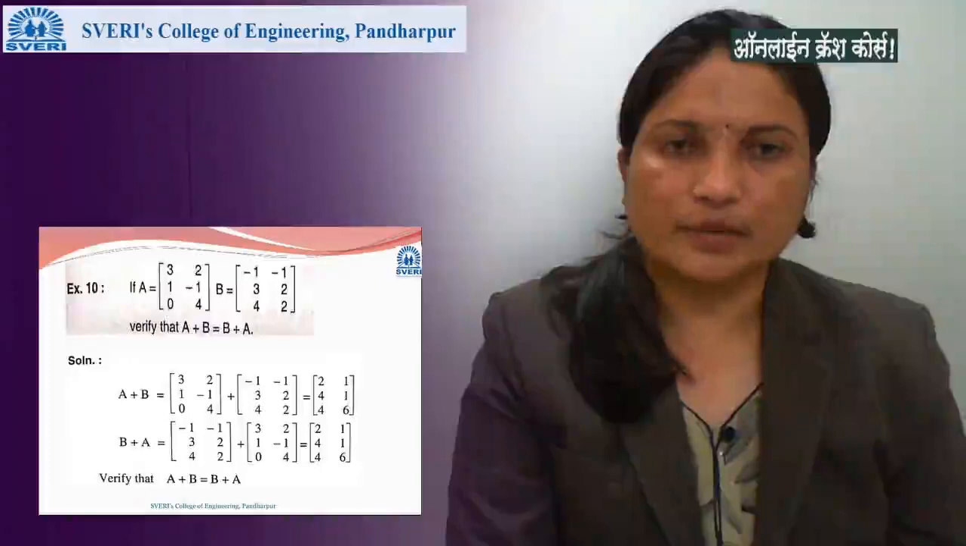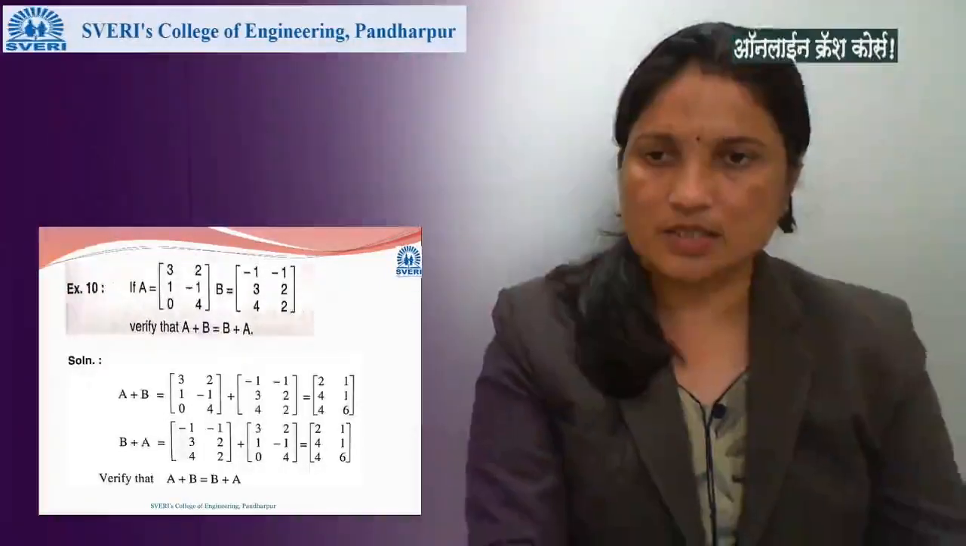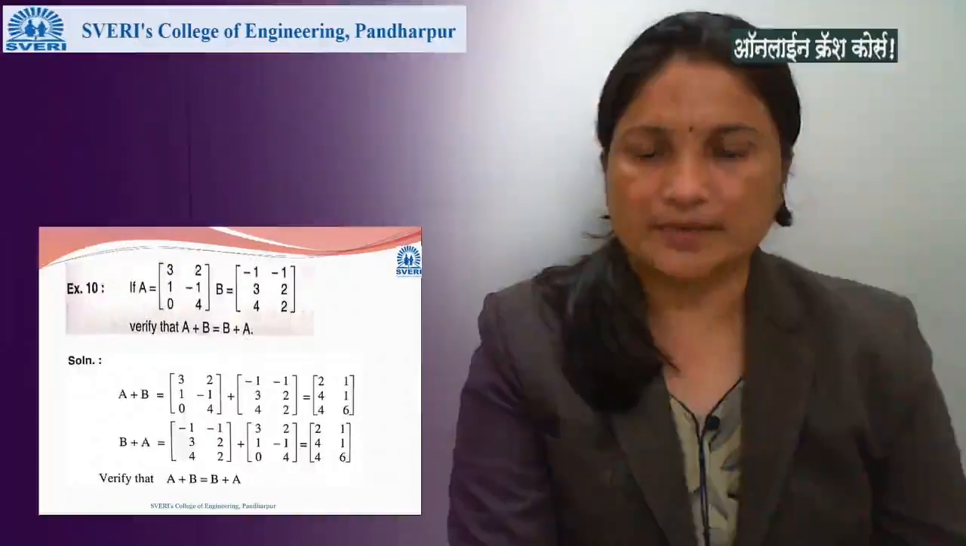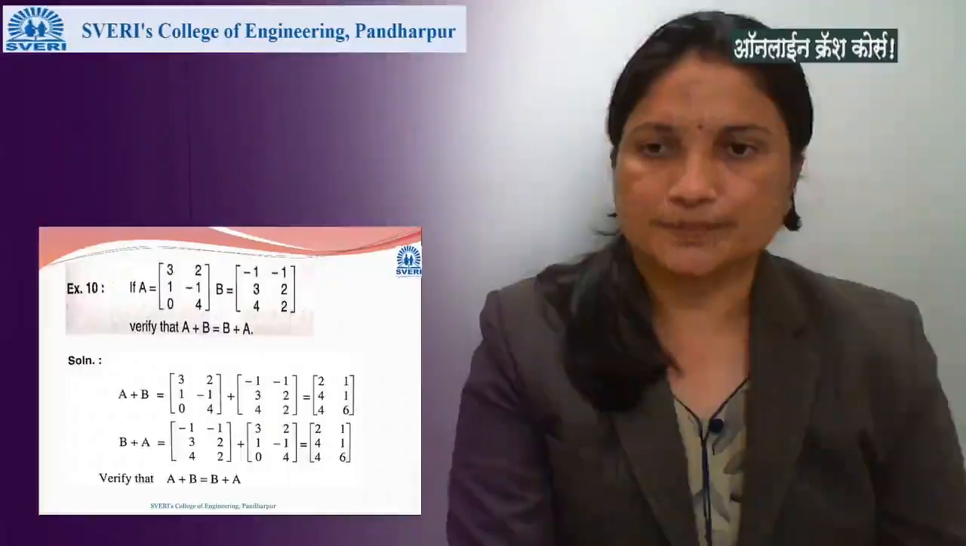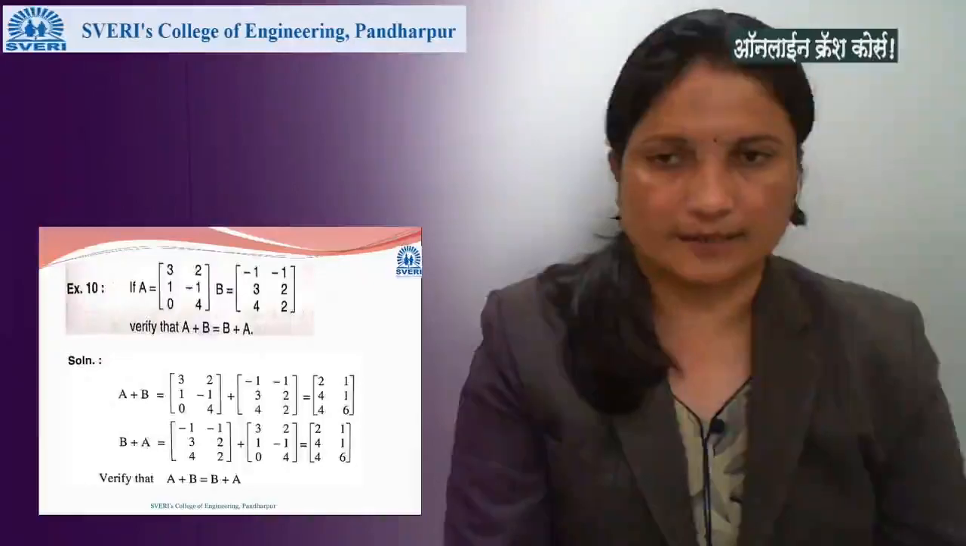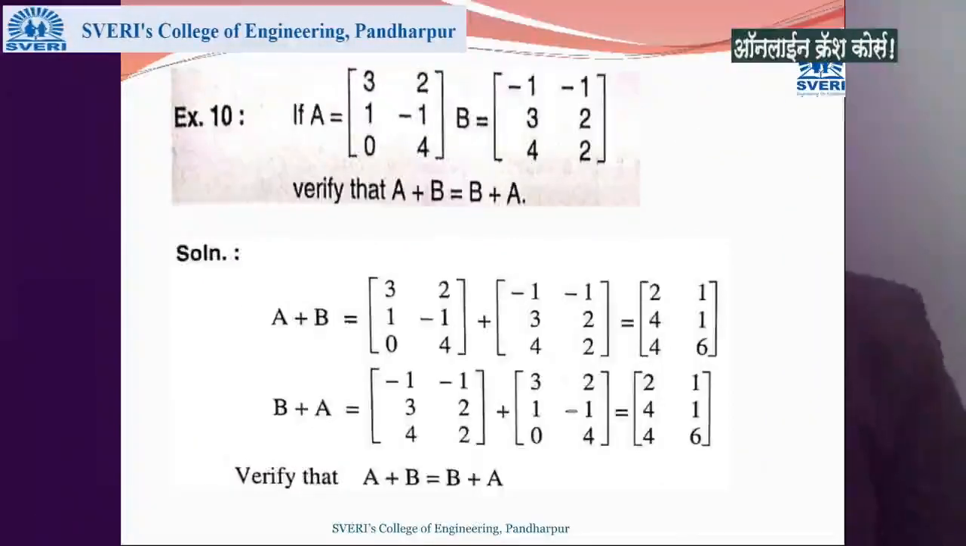In the next example, we see that matrix A has elements 3, 2, 1, minus 1, 0, 4 and matrix B has elements minus 1, minus 1, 3, 2, 4, 2. We have to verify that A plus B is equal to B plus A. First we add these two matrices, A plus B, by using a simple method. It gives 2, 1, 4, 1, 4, 6.